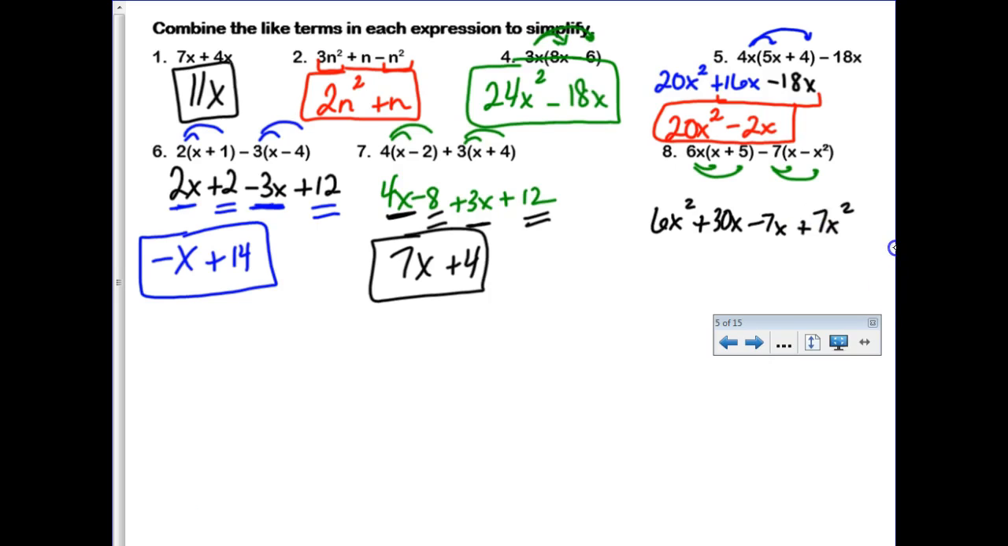So now we're going to have to go back and find all of our like terms. I'm going to start with the x squared terms. Looks like we have 13x squareds. And then 30x minus 7x, which is plus 23x. Any order, doesn't really matter as long as you got the right coefficients with the right terms.